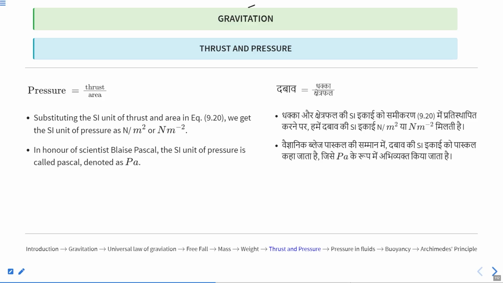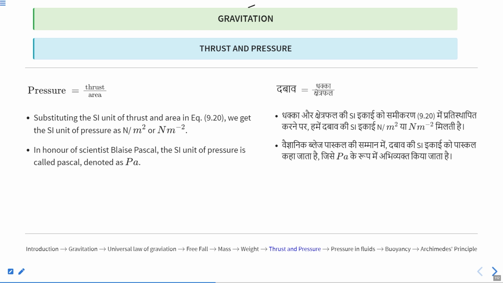Hello and welcome, class. In the last class we studied what pressure and thrust are, and we have completed the first part of this chapter. In the second part, which is all about fluids, we first studied what thrust is. Thrust is the perpendicular force on the surface, and pressure is thrust per unit area.